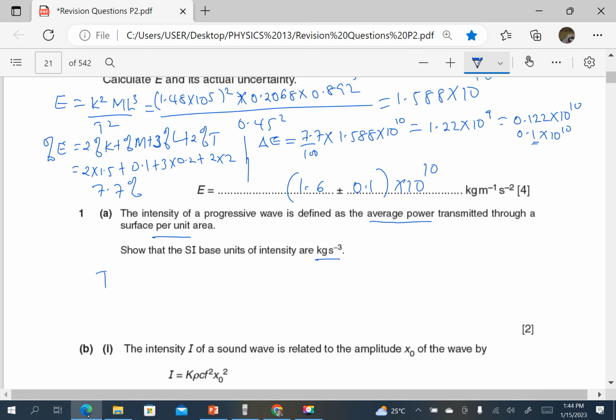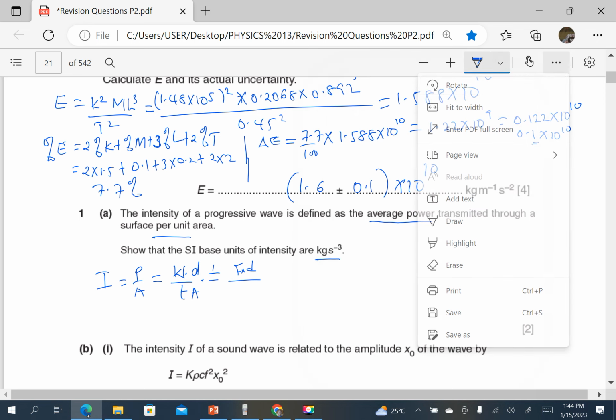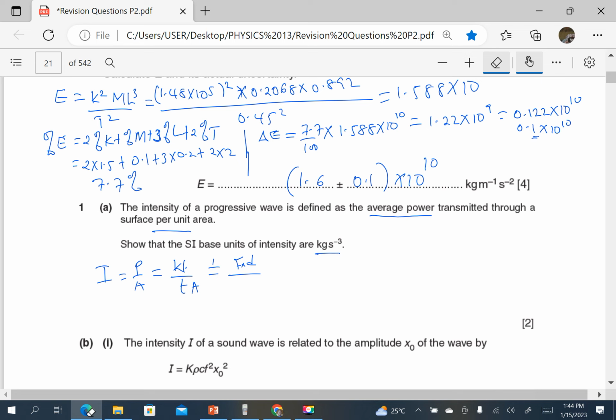So without wasting time, intensity is power per unit area, and the power is work done over time taken. So we shall say this is work done over time, then times 1 over area. We can think of work done as force times distance. This is work done, and I just want to write W for work done. So this is force times distance over T times A. We know that the base units of force are kilogram meters per second squared, because force is mass times acceleration. Then distance is in meters. Time is in seconds. Then area is in meters squared. So we are now substituting.